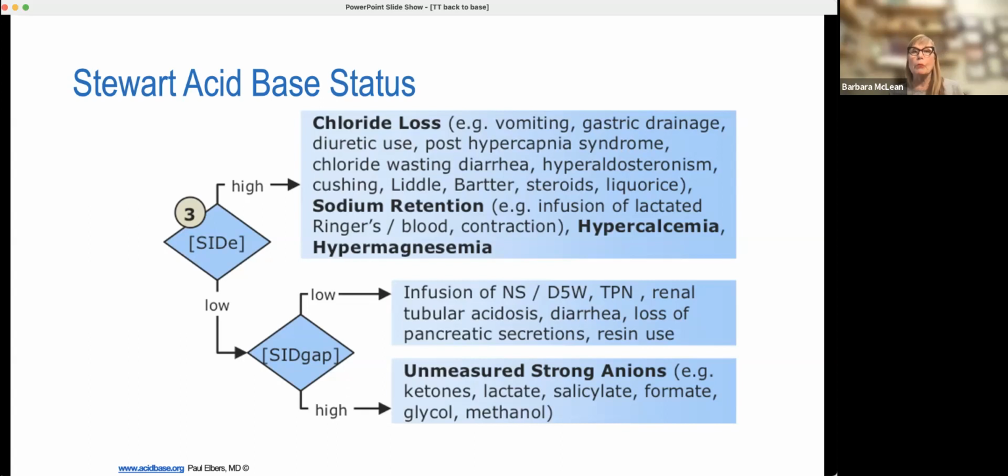And really, really important for us to appreciate that chloride is part of the anion, and that we can lose chloride when we're vomiting, when we have gastric drainage, when we're using diuretics. We can lose chloride when we are sweating profusely, when we have diarrhea. And that chloride loss actually must be balanced by a bicarb gain, or it's going to be problematic.